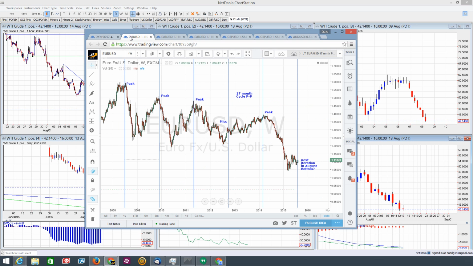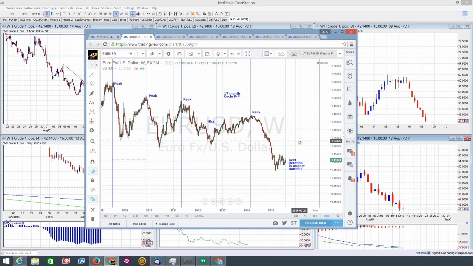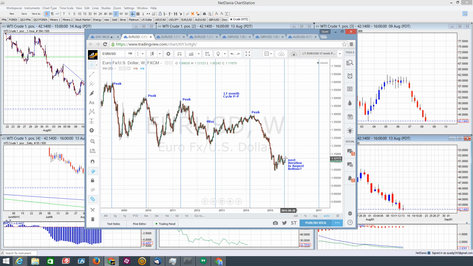Here's the euro. This is a 17-month cycle. The last several iterations in this cycle did see major peaks, and now we're coming in the month of August, which is the 17th month from the last peak here, as I have it measured. And so the question is, could we be getting a major bottom here with a potential 17-month advance from this point? Certainly very possible. Again, just got to play it day by day, but I do see that potential with this particular cycle that we could start to see an advance from this point forward well into 2016, maybe even 2017.